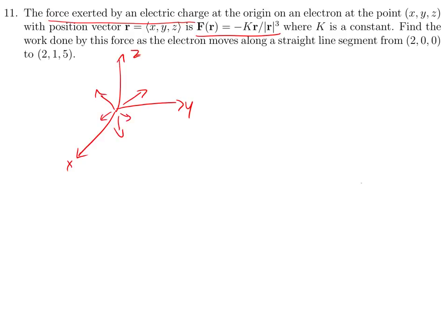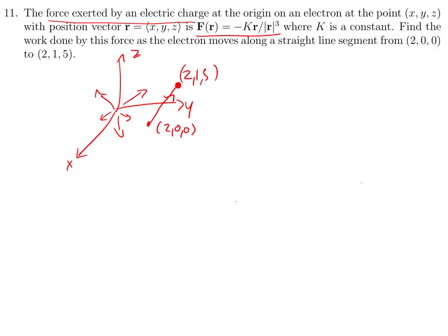It seems to be inversely proportional to the position vector of the point, so it gets smaller as you get away from the origin, and it's directed along the position vector. I want to find the work done on an electron that moves between 2 points. I'm just drawing these inaccurately: (2, 0, 0) to (2, 1, 5). And the question is, what's the work done?